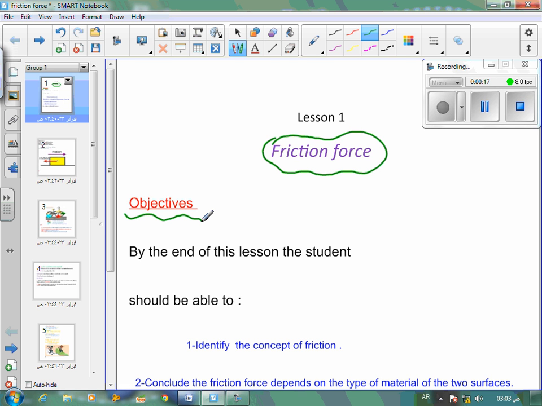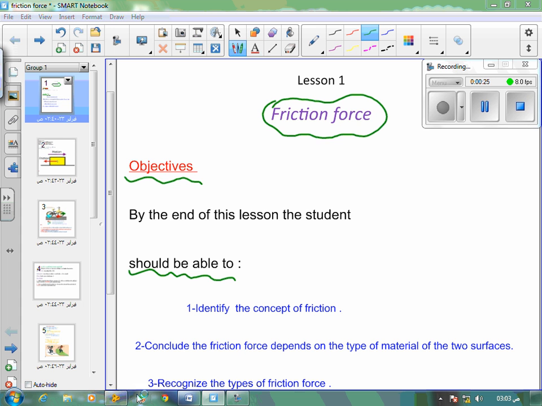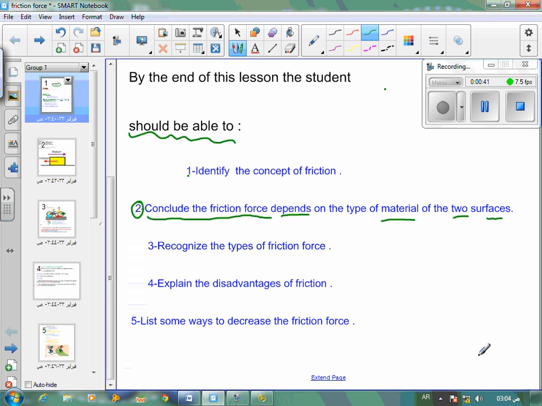By the end of this lesson we should be able to identify the concept of friction force. Number 2, conclude the friction force depends on the types of materials of the two surfaces. Recognize the types of friction force and explain the disadvantages of friction. And list some ways to decrease the friction force.